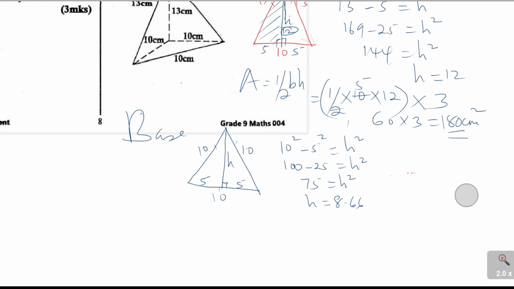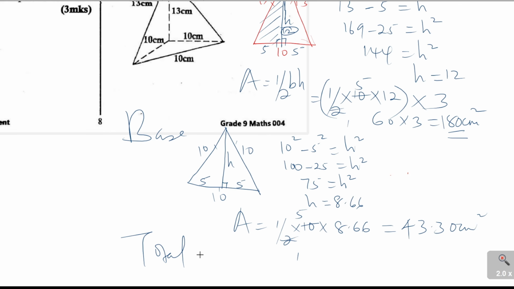So once you get the height as 8.66, now you can get the area. Area is equal to a half times the base. The base is 10 times the height, 8.66. So this one will give, 2 into 10 is 5. So 5 times 8.66, that will give 43.3 centimeters squared.